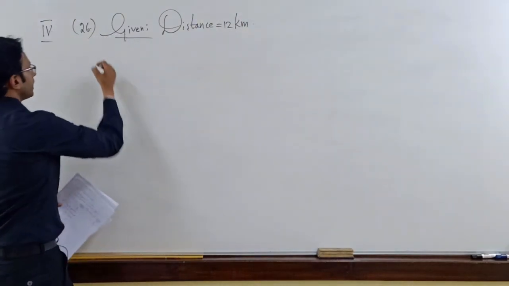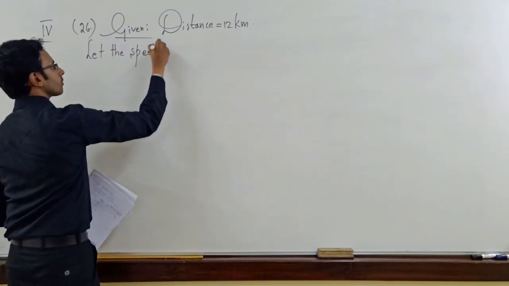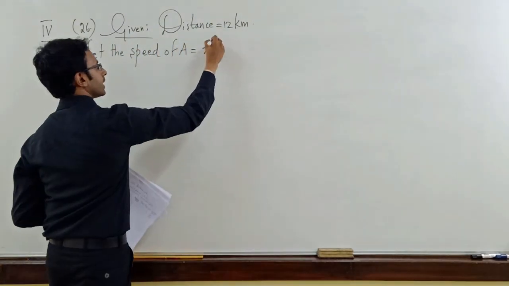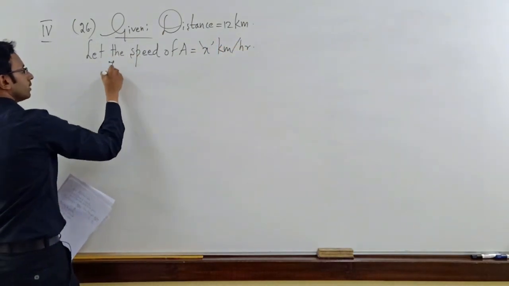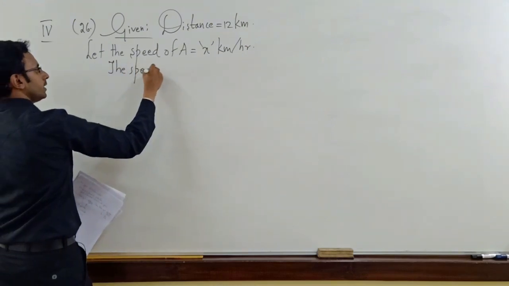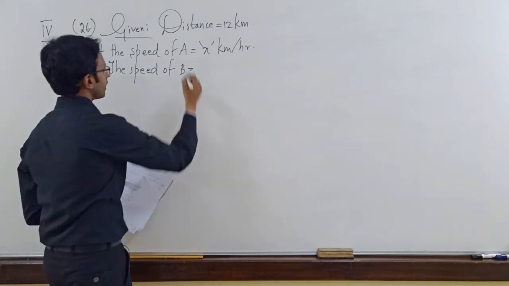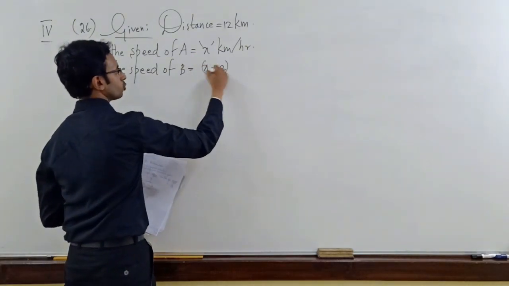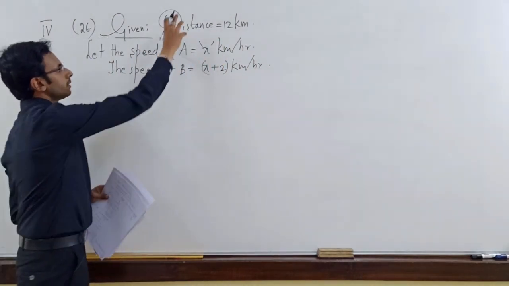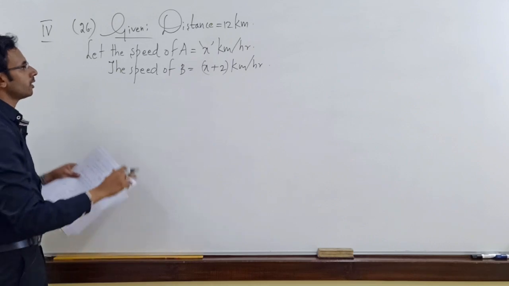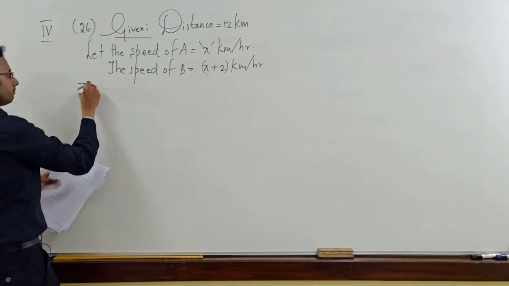So we will take the speed of A. Let the speed of person A be x km per hour since it is not given to us. But the speed of B, they have given a hint in the problem. The speed of B is 2 km more than what A is, which will be x plus 2 km per hour. So these are the speeds of A and B. The moment they have given you speed and distance, we know the science formula, how distance, speed and time are related. So we will make use of that to find time.